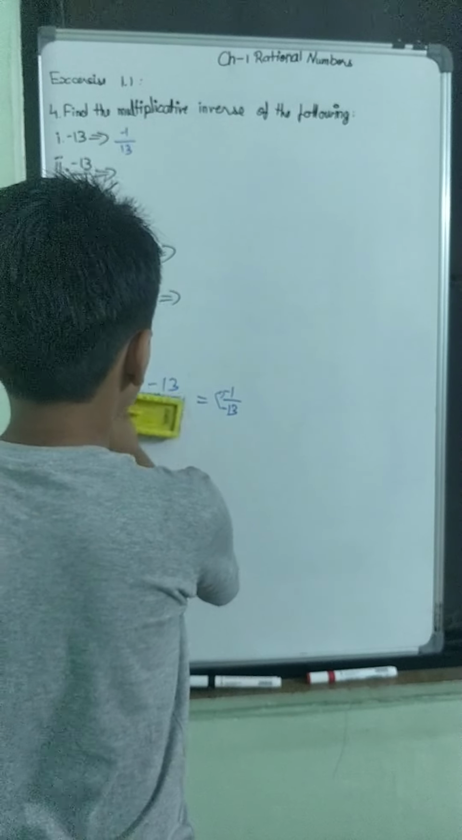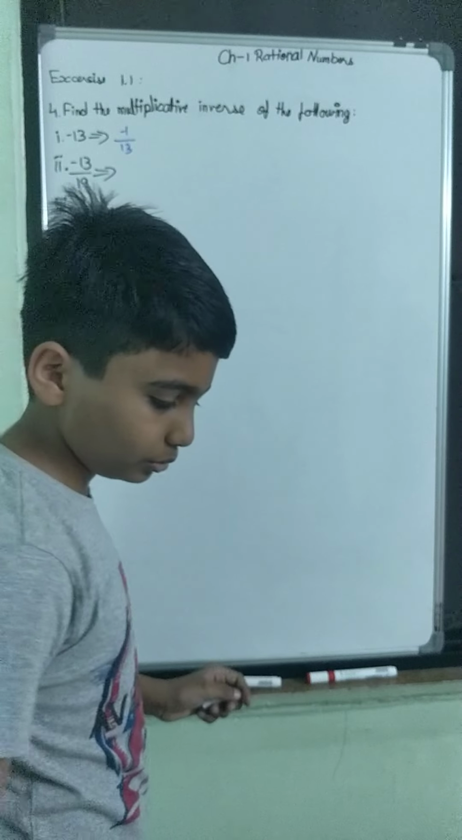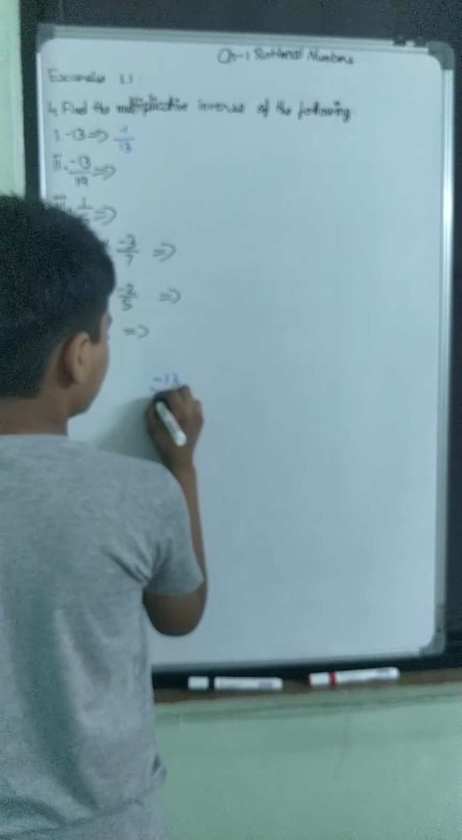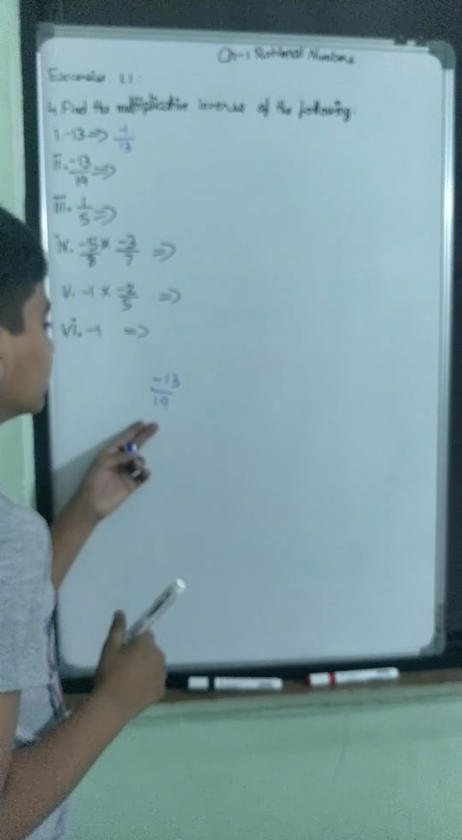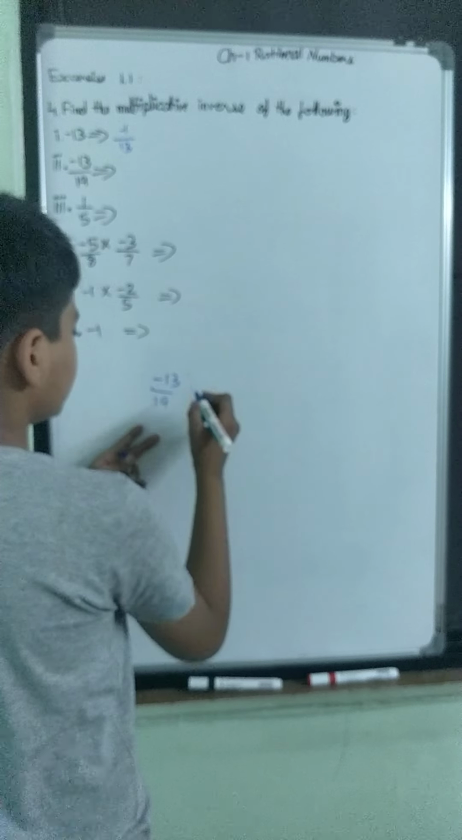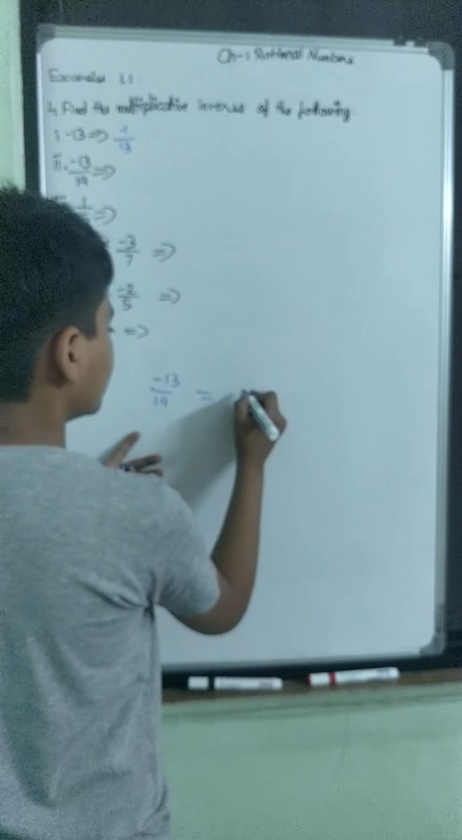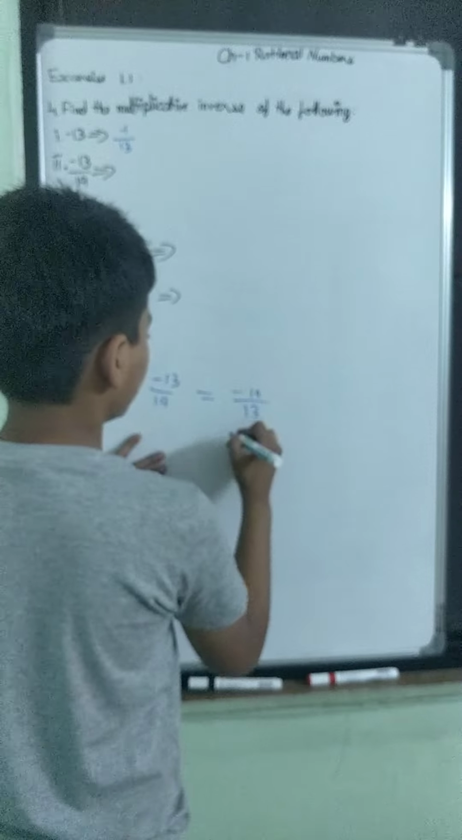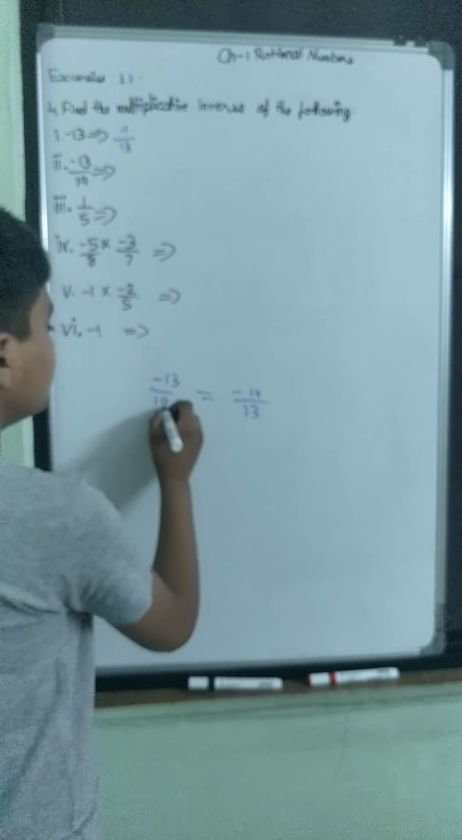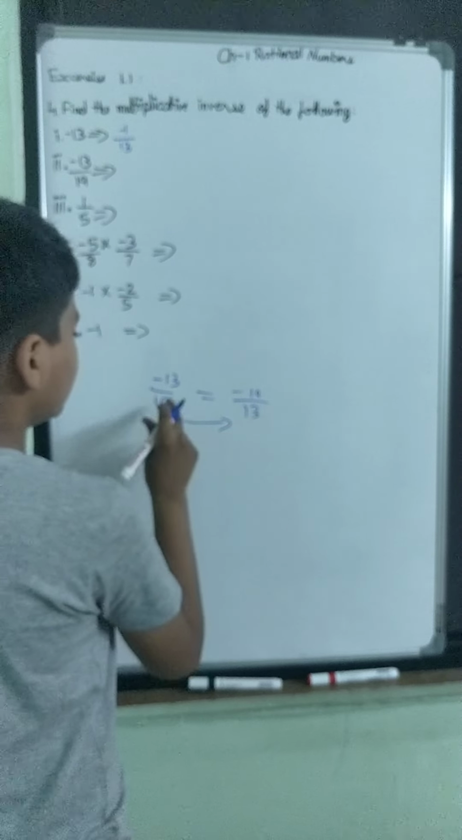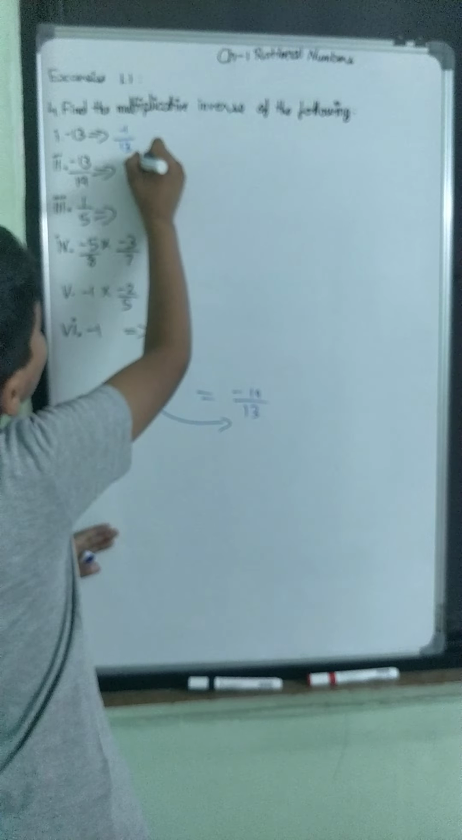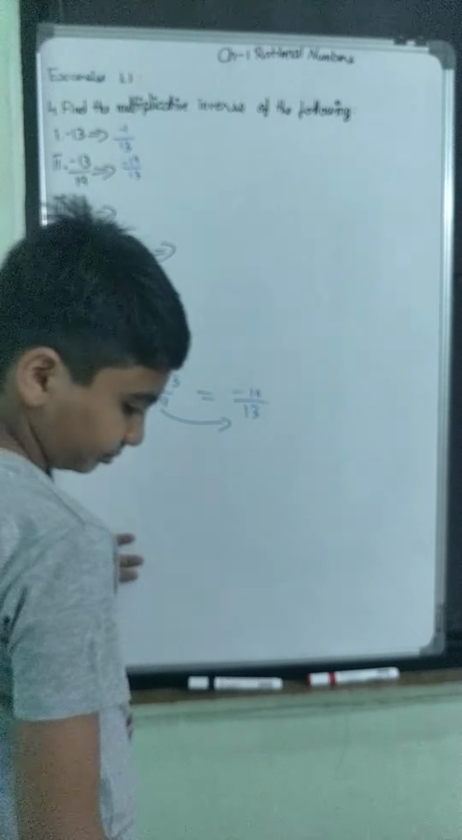Okay. Now the second question. The second question is minus 13 by 19. Now again we will just change the positions of the real numbers. So minus 19 by 13 is our reciprocal of minus 13 by 19. Okay. So minus 19 by 13.